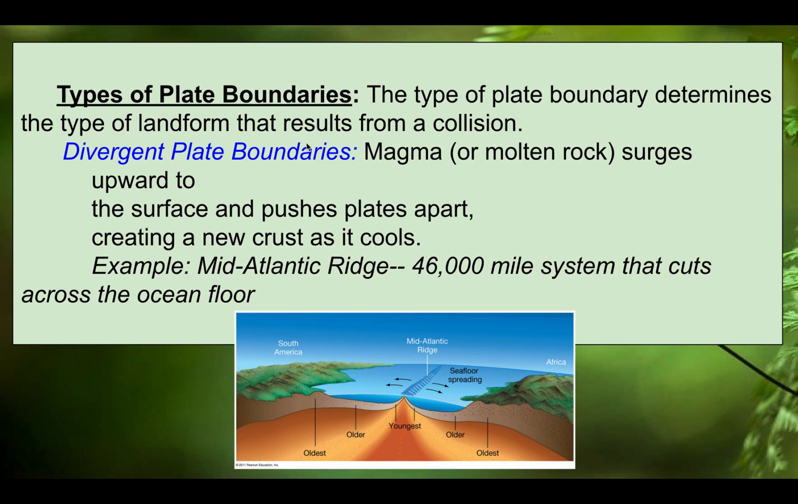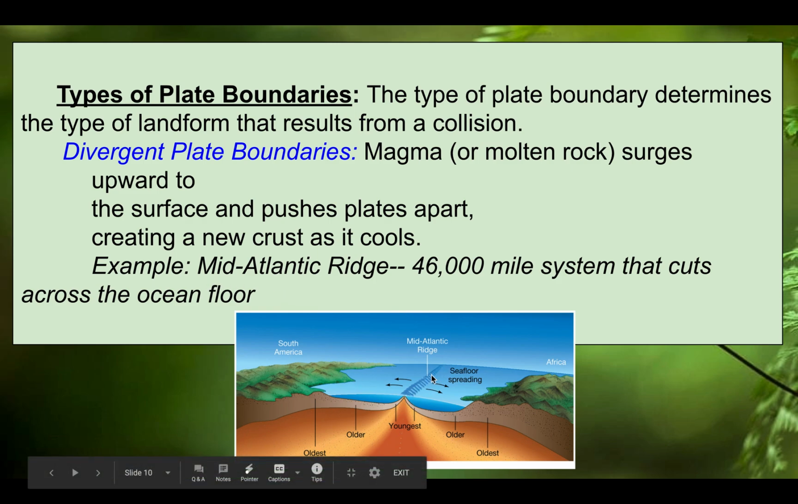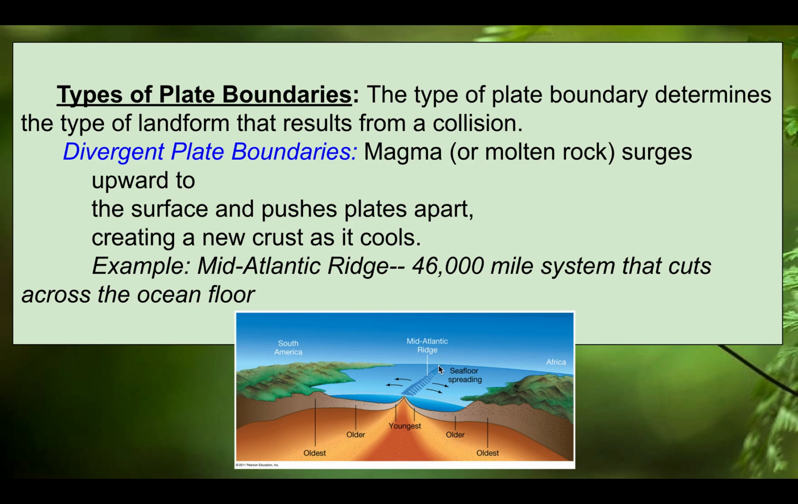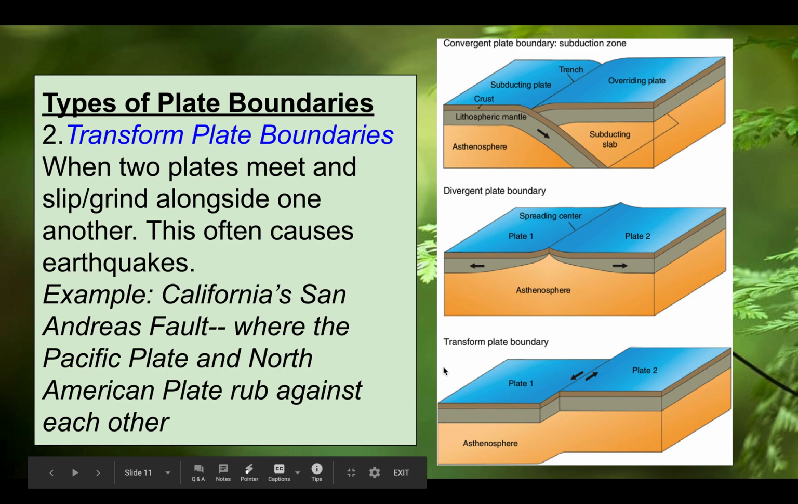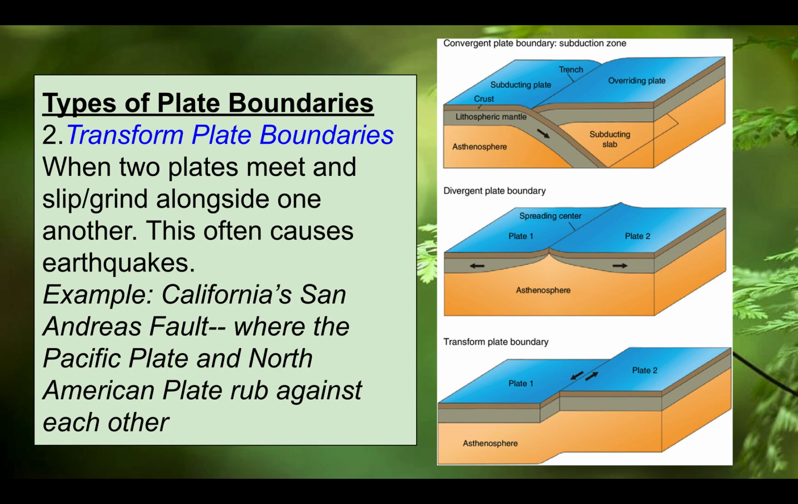At divergent plate boundaries, magma, or molten rock, surges upward to the surface and pushes the plates apart, creating new crust as it cools. So if you look here, this example is the Mid-Atlantic Ridge. It's a 46,000 mile system that cuts across the ocean floor. Transform plate boundaries are where two plates meet and slip and glide alongside one another, which often causes earthquakes. For example, California's San Andreas Fault, where the Pacific plate and the North American plate rub against each other.